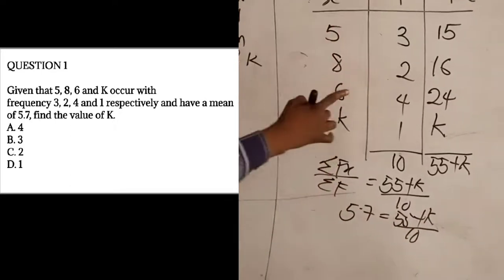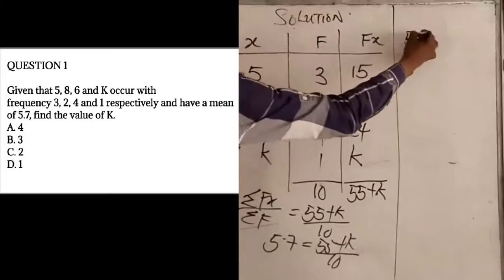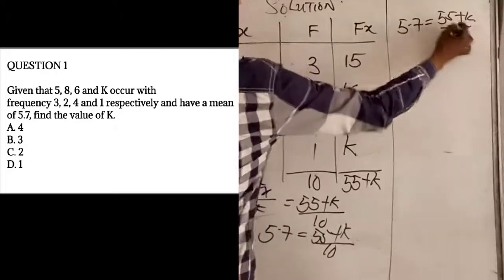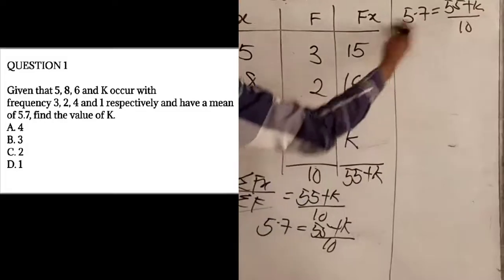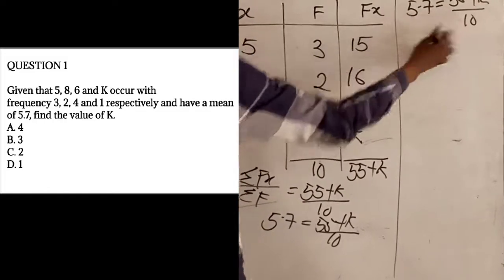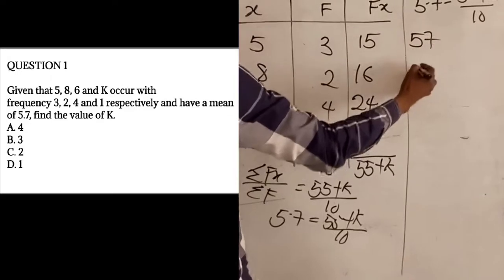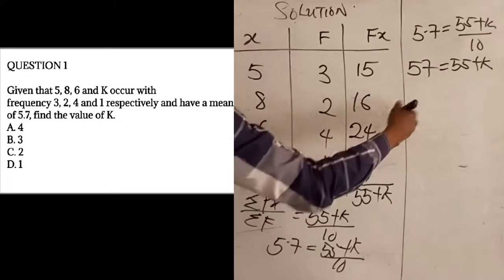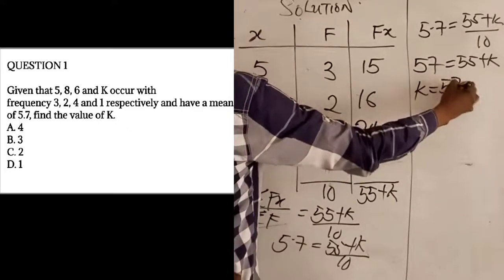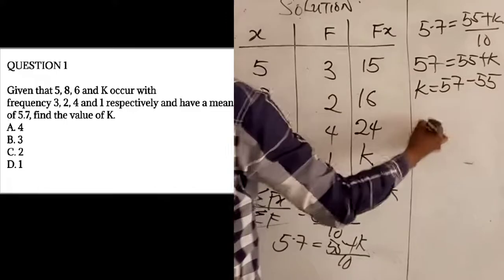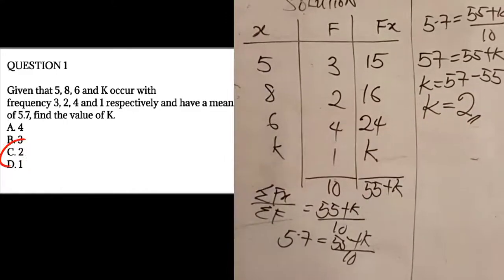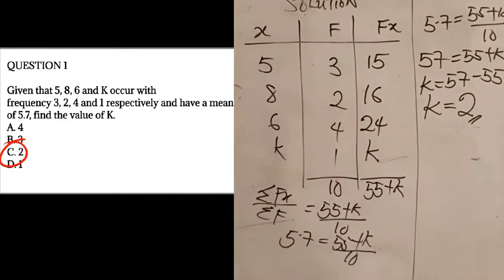Now given that 5.7 equals 55 plus k over 10, we have to determine the value of k. Cross multiplying, you have 5.7 times 10, which will give you 57. So 57 equals 55 plus k. You're just going to collect like terms. k becomes 57 minus 55. So the value of k gives us 2. So that becomes the solution of this question.